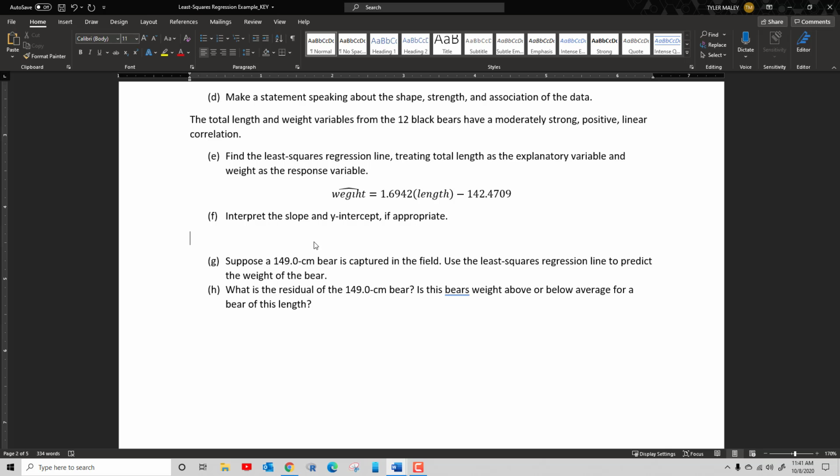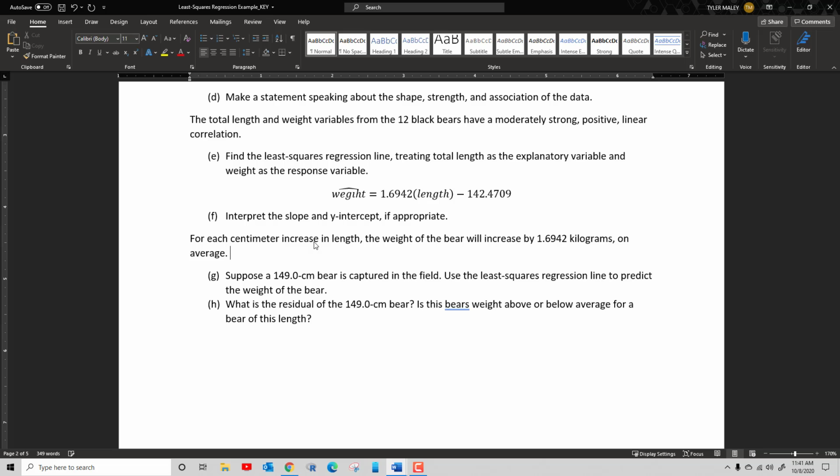So to put that in words, we could say for each centimeter increase in length, the weight of the bear will increase by 1.6942 kilograms on average, right? So remember, we say this on average part because those y hat values are averages, right, for those particular x values.